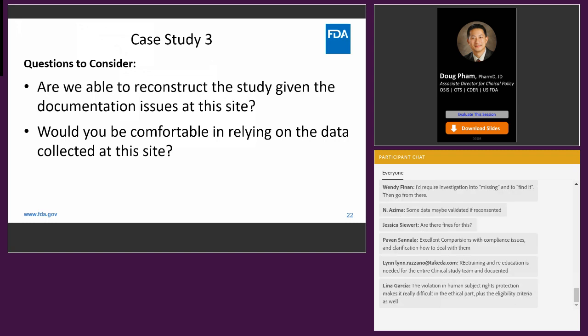Reconstruct the study given the documentation issues. Would you be comfortable in relying on the data collected at the site? Let's pause for a few minutes and talk through.